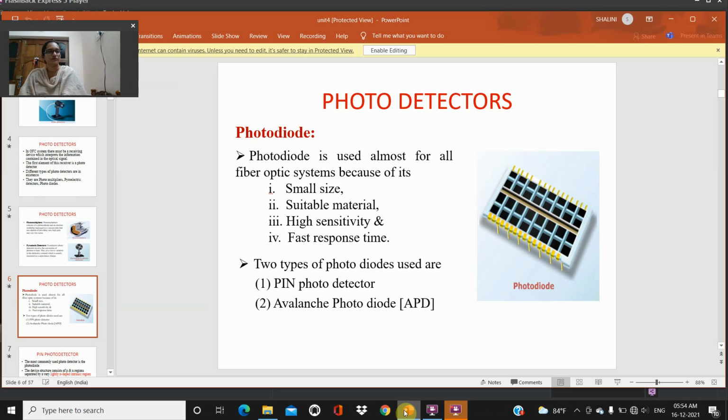Photodiode. The photodiode is used in almost all fiber optic systems because of its small size, suitable material, high sensitivity, and fast response time. The two types of photodiodes used are the pin photodetector and the avalanche photodiode.